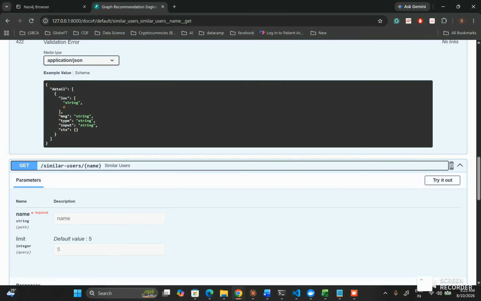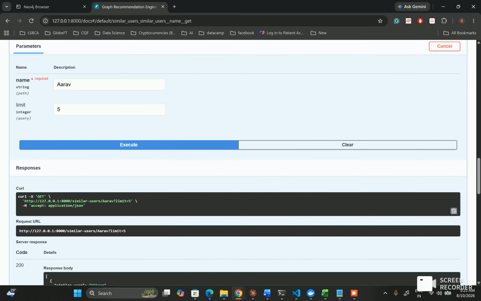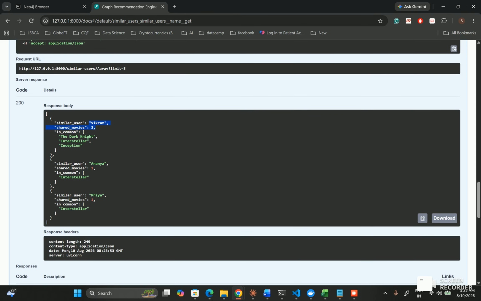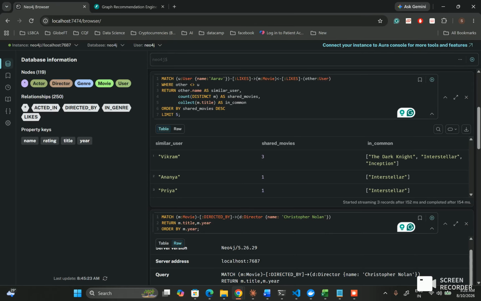I just tried out, and over here we have Arav, execute again the same thing. Vikram shared movies 3, these are common. Similar user Ananya shared movie 1 Interstellar, and with Priya as well. Right, it makes sense. So these were what are similar movies.